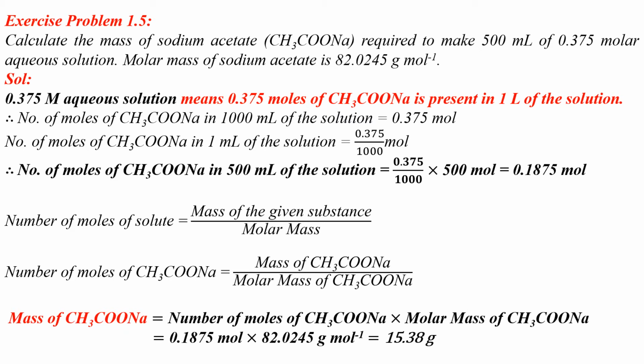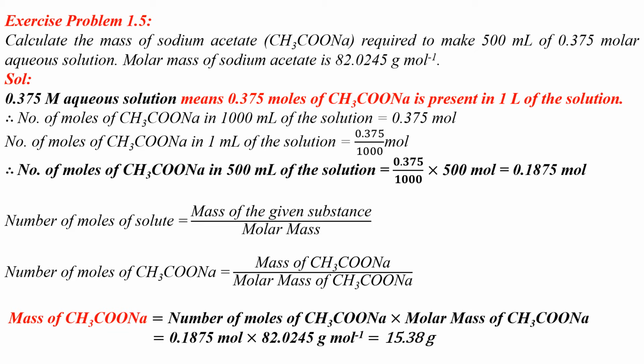Now, which formula would you prefer to find out the mass of sodium acetate? Would you prefer to use the formula of molarity, or would you use the formula for calculation of number of moles of solute? Which one has the term mass of the given substance? Molarity surely does not have such a term. So you would be using the formula number of moles of solute equals mass of the given substance divided by molar mass in order to find out the mass of sodium acetate, right? So number of moles of sodium acetate equals mass of sodium acetate divided by molar mass of sodium acetate.